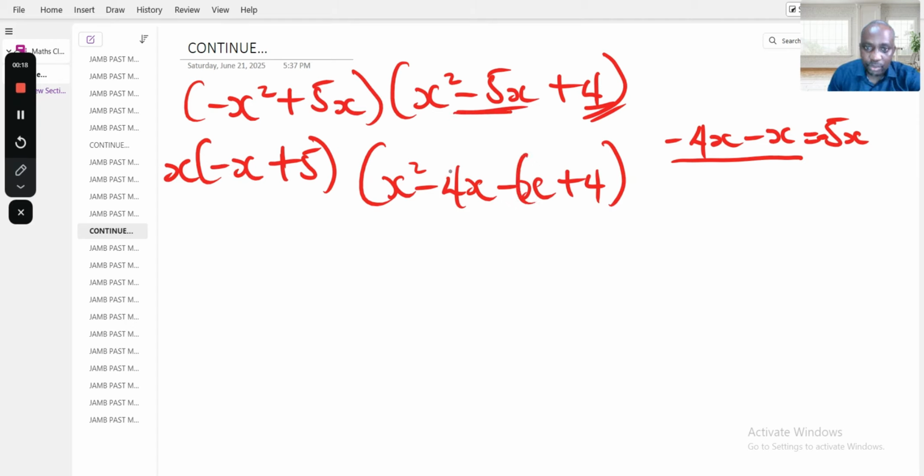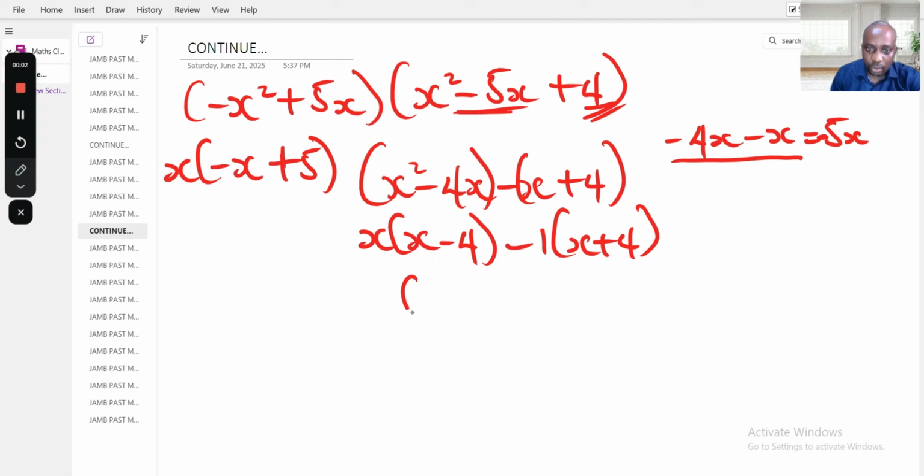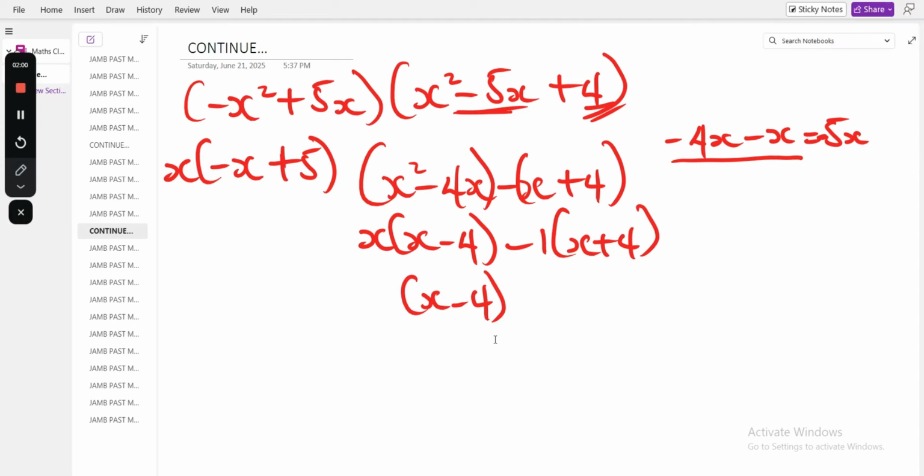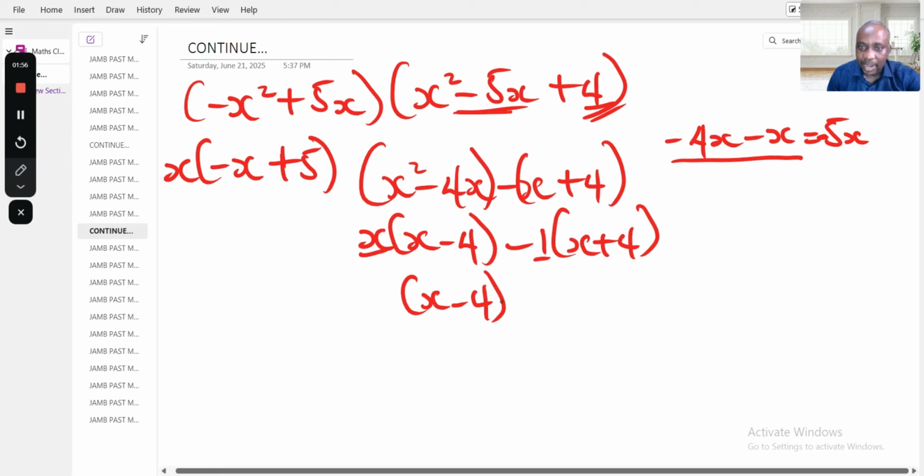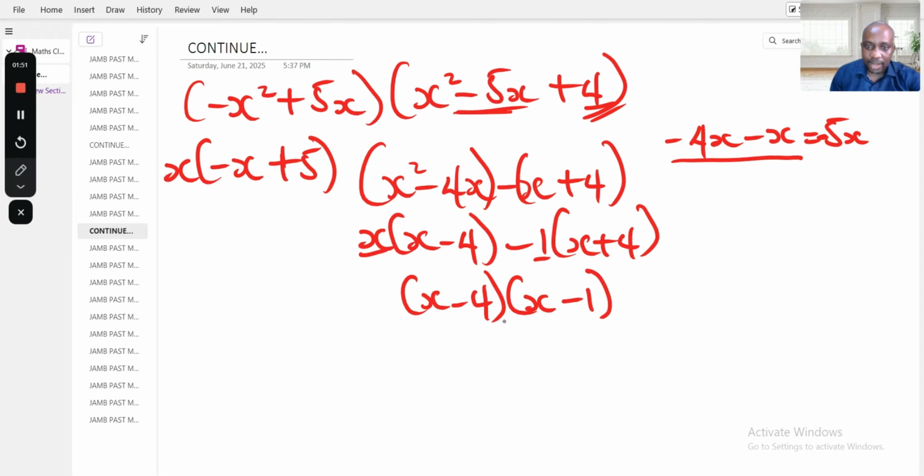Now let me close the bracket. What is the common factor here? It is x. We want x here. This one, 4. What is the common factor here? 1. x plus 4. Now let's pick one. x minus 4. And what we use to factorize is x and minus 1. x minus 1. This is our factor.